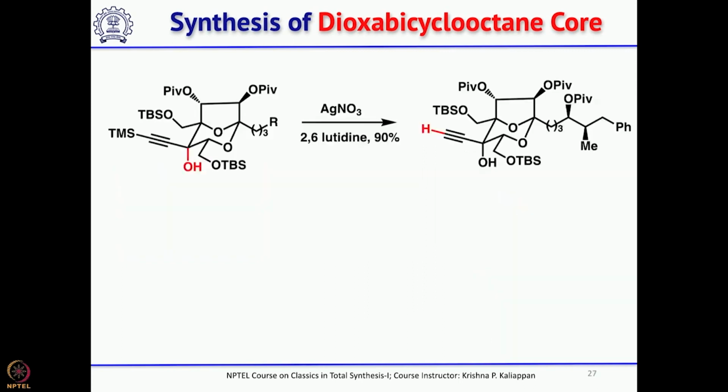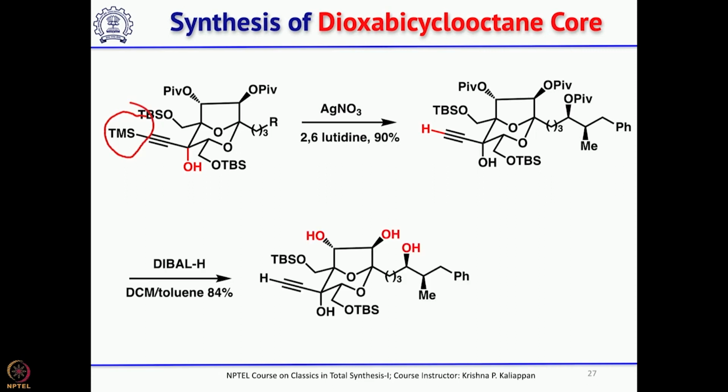So take this compound and then treat with silver nitrate to remove the TMS group attached to the triple bond. So the TMS was cleaved to get the triple bond, then DIBAL reduction. You have 3 pyruvate esters. All this can be removed by using DIBAL. Reductive cleavage of the pyruvate esters is done with the DIBAL to get a triol.